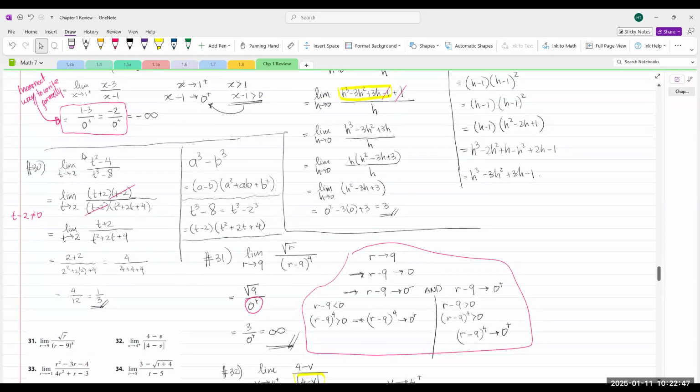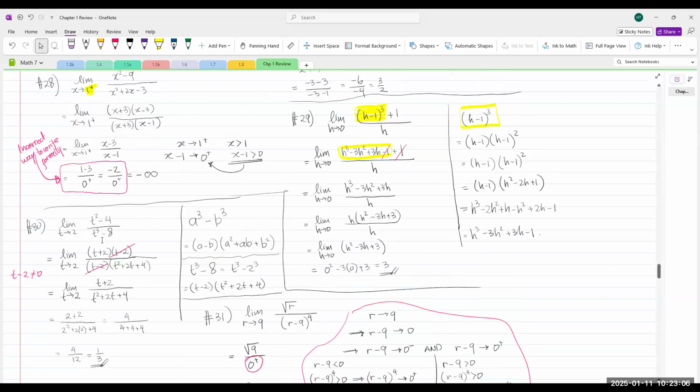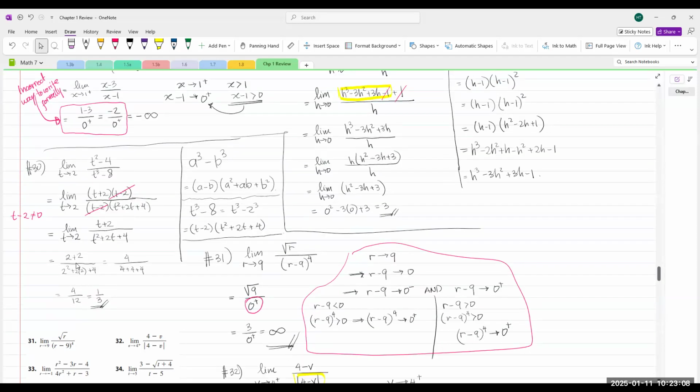Number 30, the same thing. 2 is not in the domain of the function. So I try to simplify, in this case, by factoring. One thing you need to remember is how to do factorization of sum or difference of cubes. Now, in this case, after we do the cancellation, we get a rational function whose domain includes t equals 2. So I just plug that in.